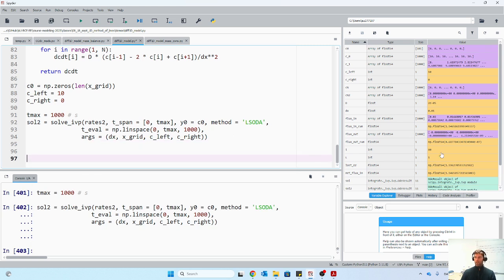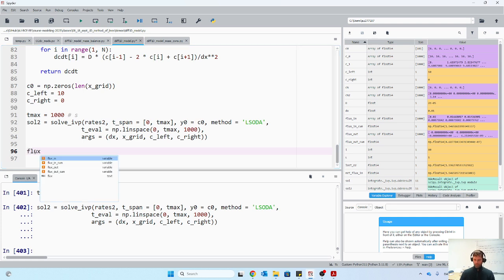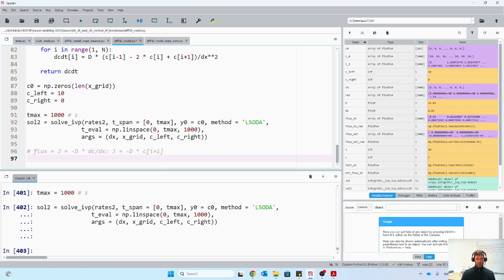Okay, and now we have to do almost the same exercise as before. But now we can actually do, for the flux, we can do it with a central difference, which is a little more accurate than the one-sided difference we used before. So flux, we can now calculate like this: J equal to minus D times dc/dx. And we can discretize it, then it gives J equal to minus D times C(i+1) minus C(i-1), divided by 2 times dx.